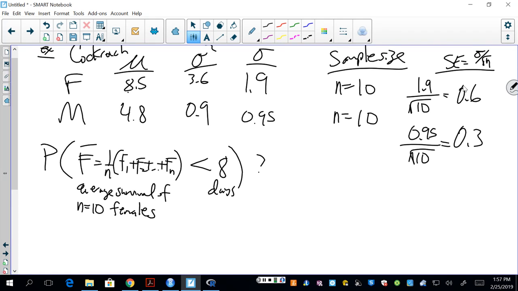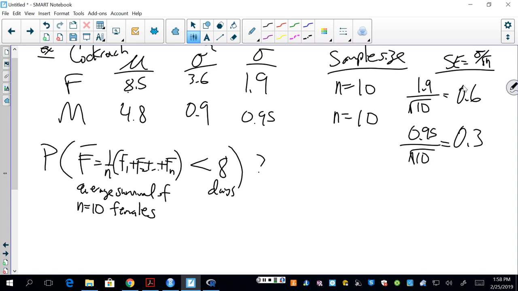So we expect an individual measurement to be kind of plus or minus 1.9, or twice that, 3.8, away from 8.5. Once we average together 10, we don't expect the average to be more than kind of 0.6, or maybe twice that, 1.2, plus or minus. Right? The average of 10 is going to be almost certainly closer to that. So now we ask a question about the average. What's the chance the average is less than 8 days?